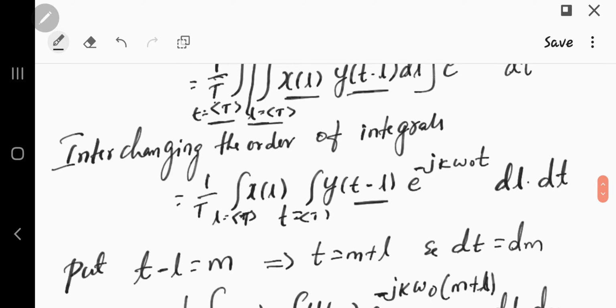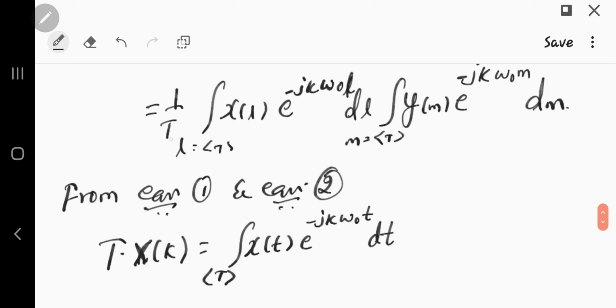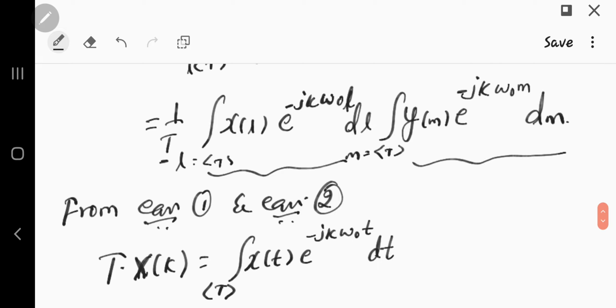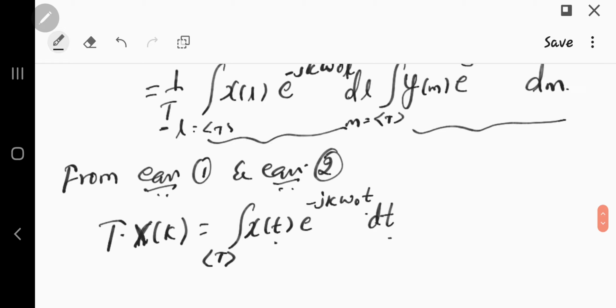Now, using this, come to this one here, I am keeping this 1 by T as it is. You just take these two equations. So, this is x of L e power minus j k omega naught L dL. This is very similar to equation 1, but if we compare this, in place of L we have t, and the same happens to this as well. So, this term can be written as T into x of k, and this term can be written as T into y of k. So from equation 1 and 2, we can write this part as T into x of k and this part as T into y of k. That's what I am going to do here.